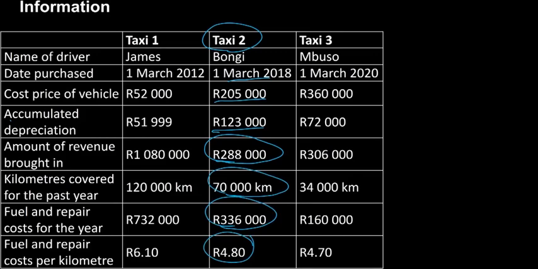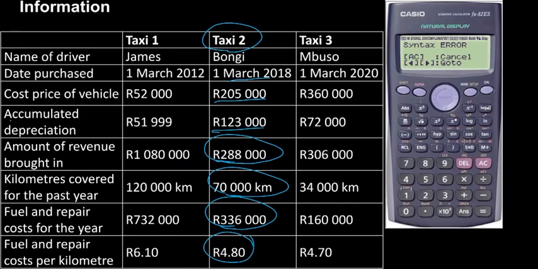Okay, let's do a calculation here. If I take my revenue per kilometer for taxi 1, I'm going back to taxi 1, and I'm saying, what's my revenue per kilometer? What am I going to do? I take my revenue of 1,080,000, if I got it right.